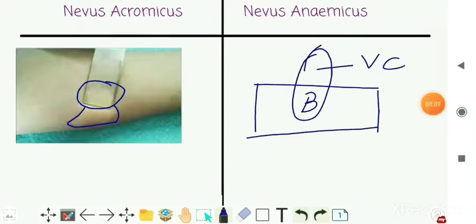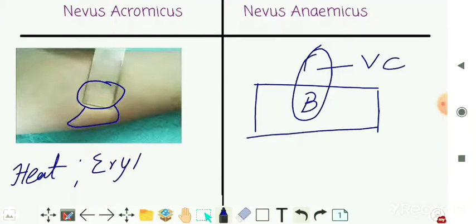There is another way by which we can differentiate nevus achromicus from nevus anemicus, that is heat. On heat, the nevus achromicus lesions develop erythema, meaning redness of skin occurs due to vasodilation, and in nevus anemicus on exposure to heat the erythema does not develop.